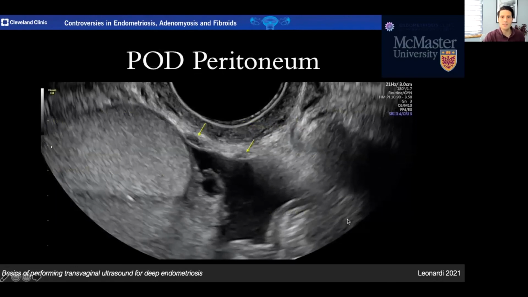Now, the peritoneum of the pouch of Douglas is something that was not really incorporated that comprehensively into the IDEA consensus statement, but is something that we are beginning to explore. And I think for some time it has confused the entity of rectovaginal septal endometriosis. So here we have the peritoneum and we have nodularity, very small hypoechoic nodularity just within that peritoneum.